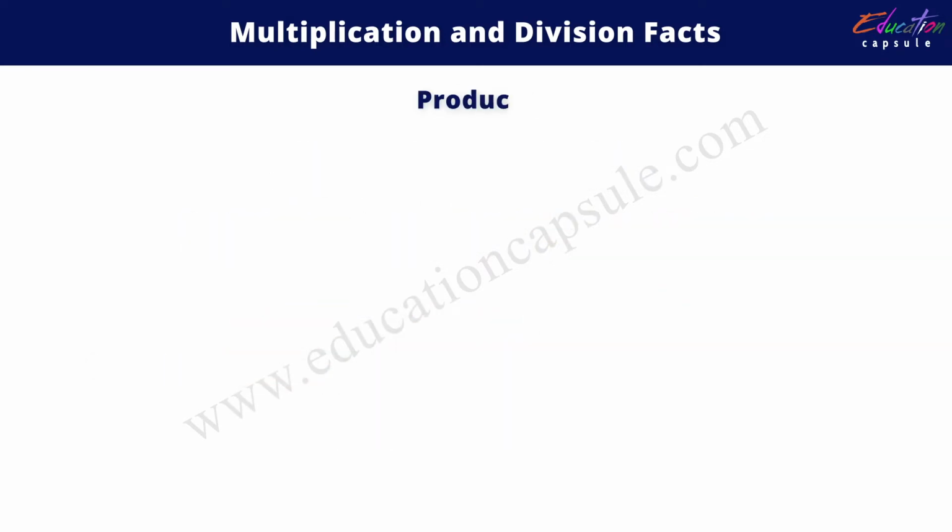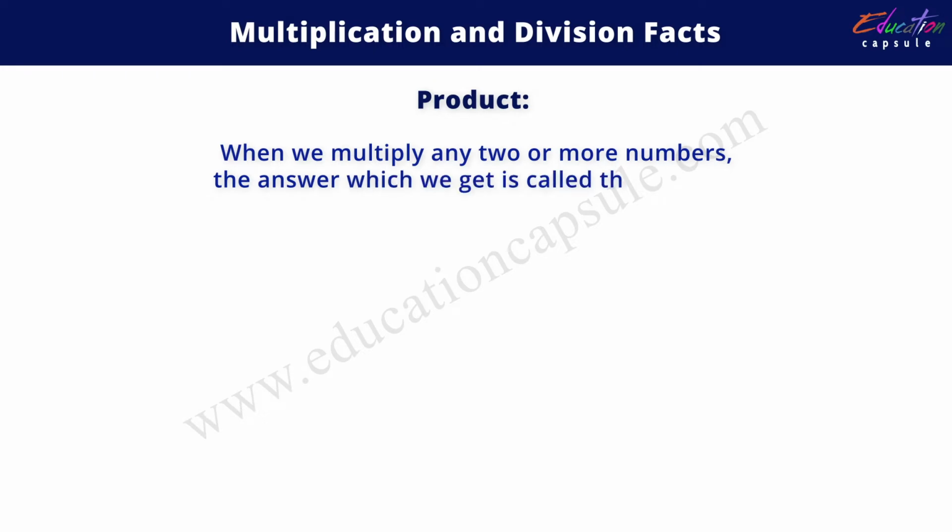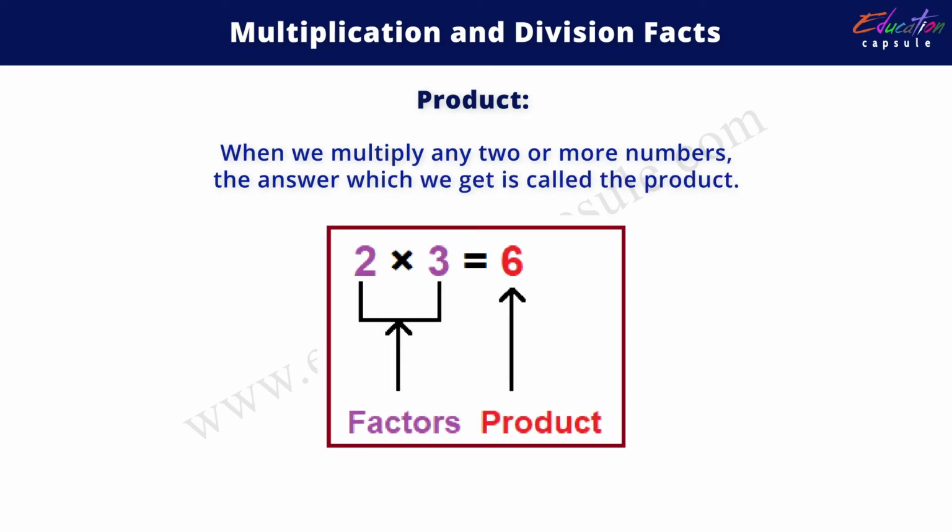Next is product. When we multiply any two or more numbers, the answer which we get is called the product. As you can see this one here.